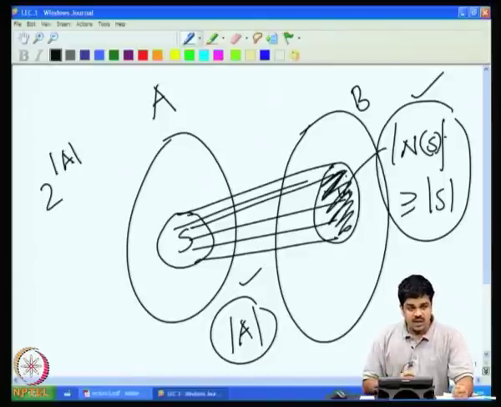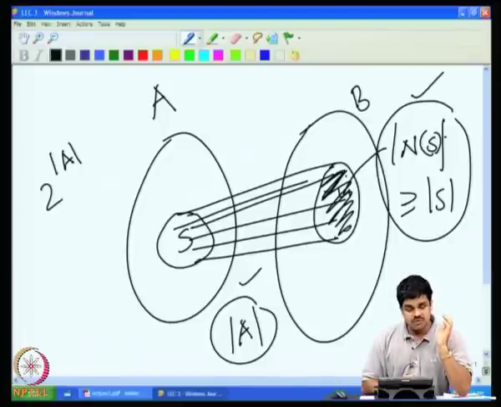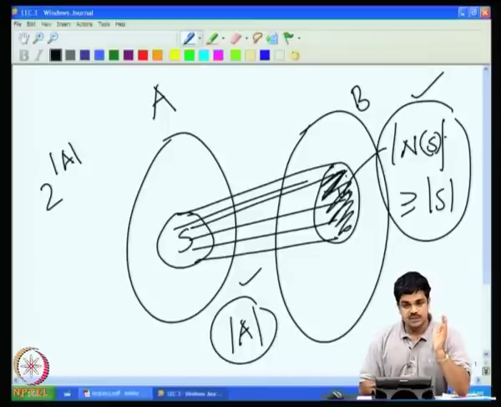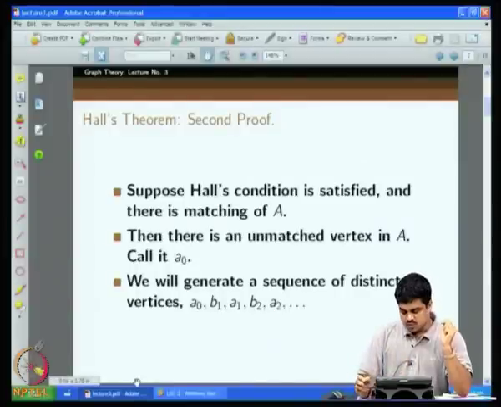Now, last class we proved this theorem using a theorem which we had already proved before that, which was Koenig's theorem. Koenig's theorem was about the vertex cover and the cardinality of the minimum vertex cover and the cardinality of the maximum matching in the bipartite graph. We used that to deduce Hall's theorem in the last class. Here there is a direct proof. So, we will go through the proof.